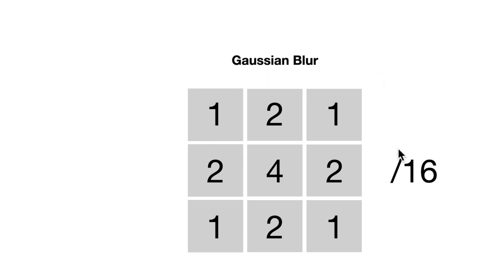So that's how the Gaussian blur works. It's a pretty simple formula for calculating the new value for this center pixel. And you can see how each of the surrounding pixels influences it to kind of blur the image.